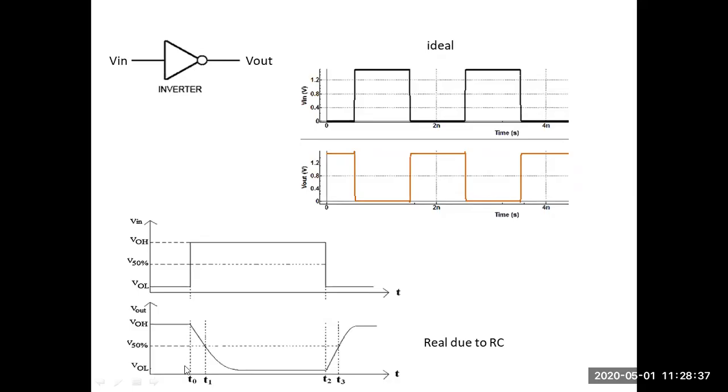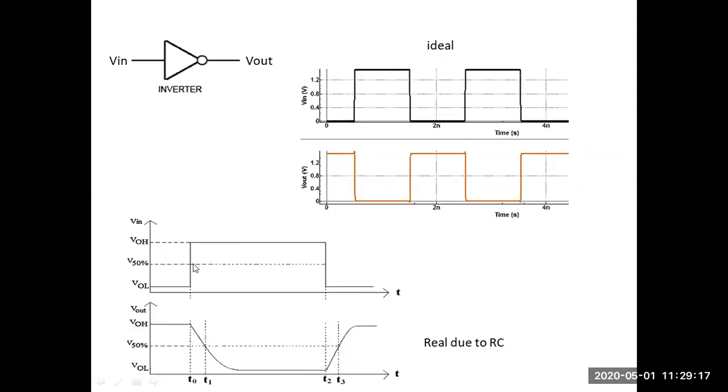It is not falling suddenly now, as was the case in ideal behavior. In the ideal behavior, when my input was changing from 0 to 1, output was suddenly falling from 1 to 0 at zero instant time. But in the real case, because there is an RC associated with the gate, it will take some time for the output to fall from 1 to 0, as well as it will take some time for the output to move from 0 to 1, right? So this is the exponential behavior. This exponential behavior is due to the RC associated with the inverter at the output node. Fine.